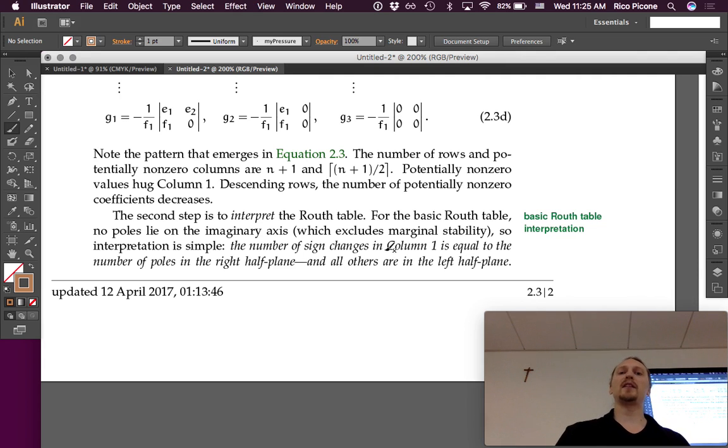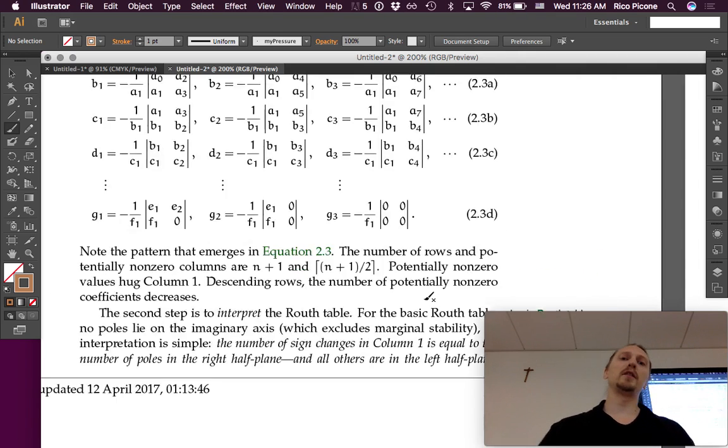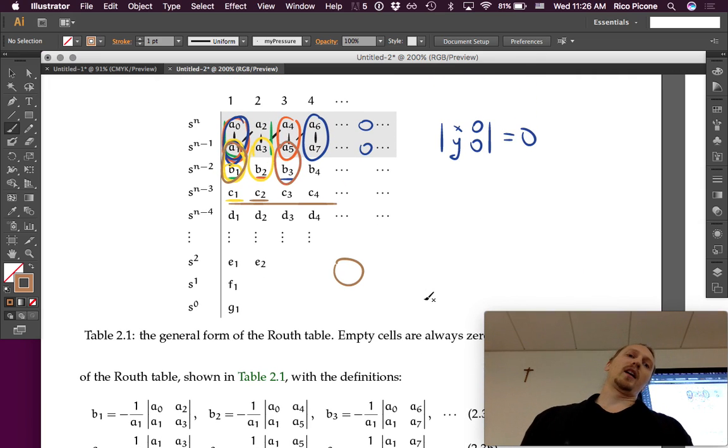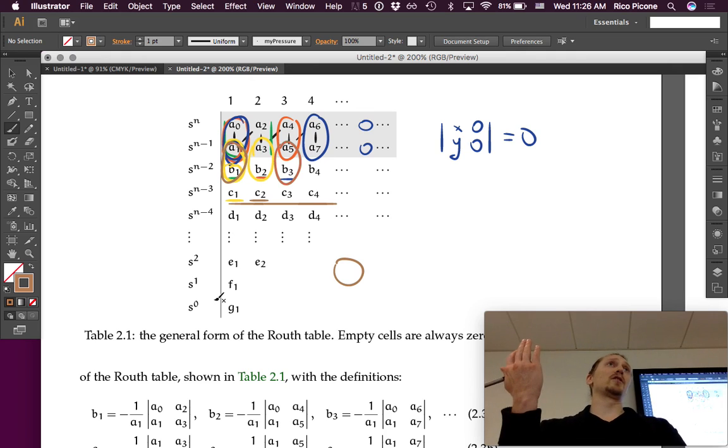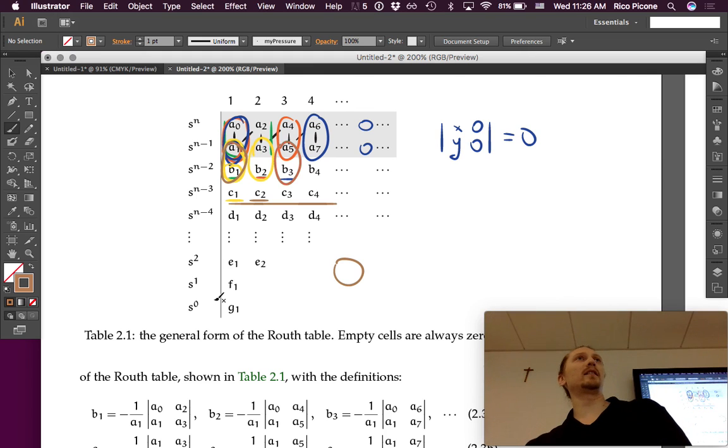The number of sign changes in column 1 is equal to the number of poles in the right half plane, and all the others are in the left half plane. So if you look down your first column, and your A0, your A1, your B1, C1, D1, all the way down to G1, if they're all positive or they're all negative, you have 0 sign changes among them. And therefore, you have 0 closed loop poles in the right half plane. If you have 0 closed loop poles in the right half plane, you have 0 poles on the imaginary axis. What must be true about your system?